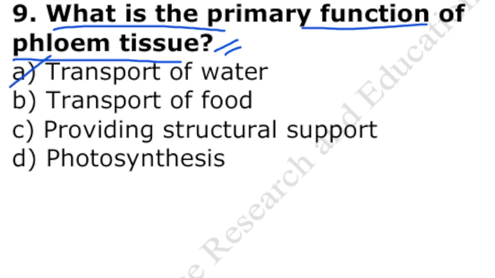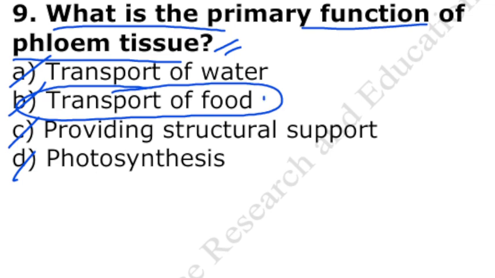Transport of water, transport of food, providing structural support, or photosynthesis. The main function of phloem tissue is the transport of food, that is translocation of food from the source to the sink, that is from the photosynthetic tissue to the organ where it will be stored or utilized.